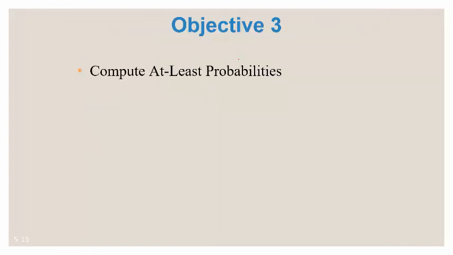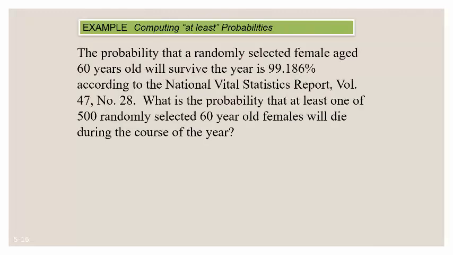All right, let's now compute "at least" probabilities here. So the probability that a randomly selected female age 60 years old will survive the year is 0.99186. We got that. So what is the probability that at least one of 500 randomly selected 60-year-old females will die during the course of the year? Okay, so I'm going to select 500, and I want to figure out what is the probability at least one dies.